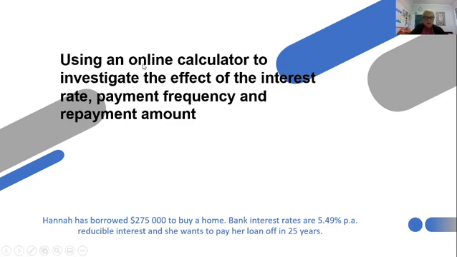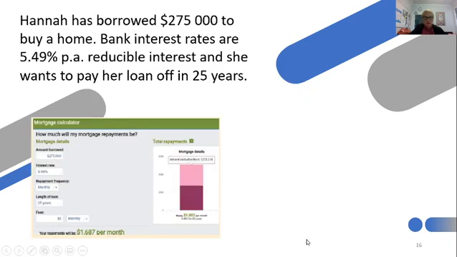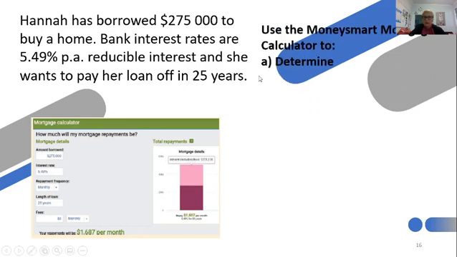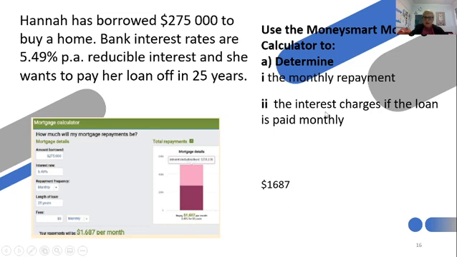Right, so this one says use the online calculator. Hannah has borrowed $275,000 to buy a home. The bank interest rate is 5.49% per annum, reducible interest, and she wants to pay off her loan in 25 years. Okay, so we have a look here. Use the Money Smart mortgage calculator to determine the monthly repayments. So we have a look, there it is, $1687.